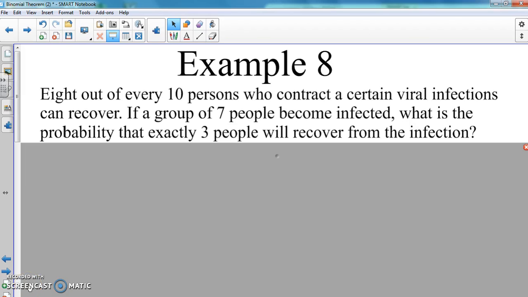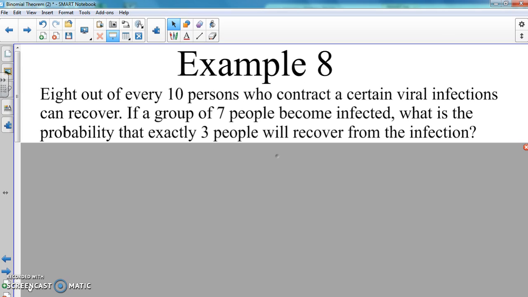The last example. And again, these are the types of problems you're going to see on the final exam. So word problems, word problems, word problems. We're pushing them. So 8 out of every 10 persons, well, first off, before I even finish reading that, go ahead and pause the video. I'm going to write down the problem, and then we're going to go through it.